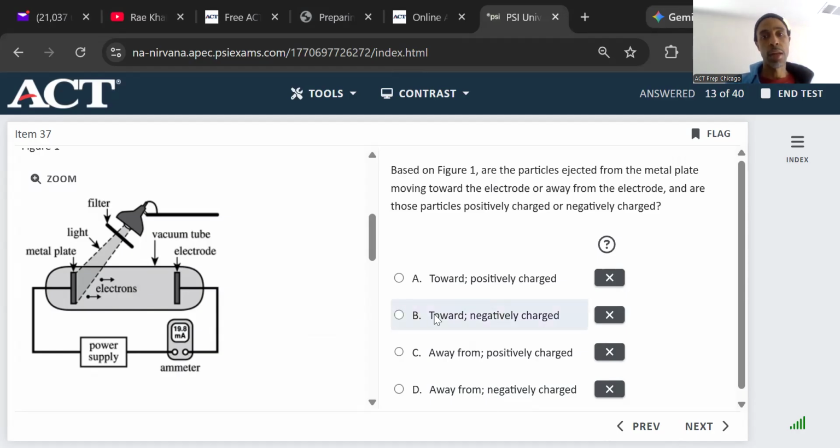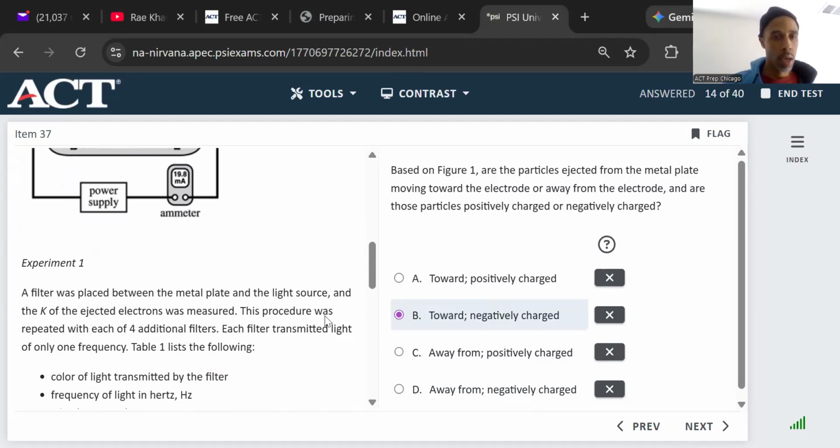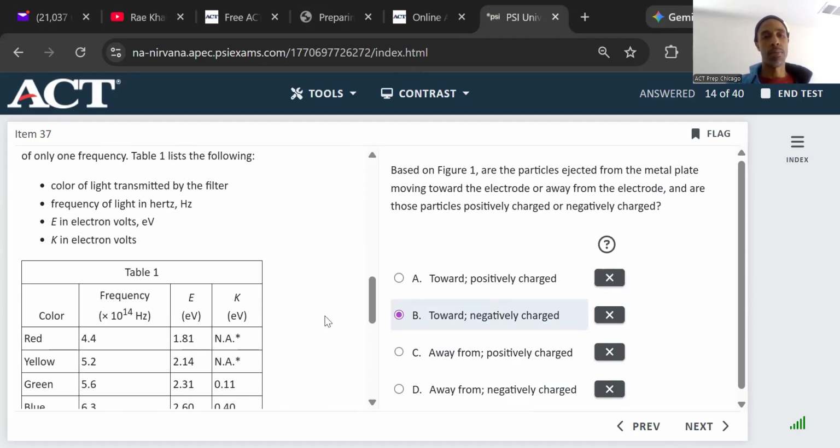And electrons are negatively charged. You just have to know background. Electrons are negatively charged. Protons are positively charged. Neutrons have no charge. You do have to know that background information.